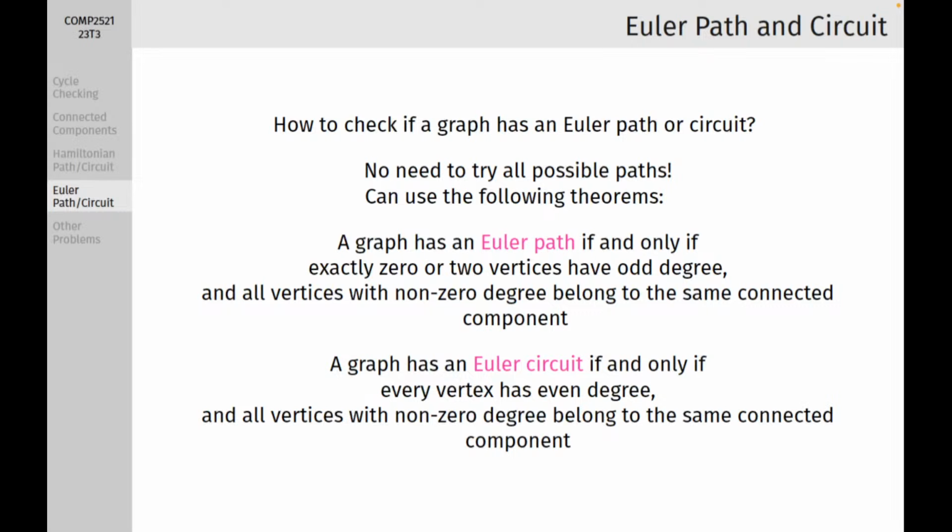But it turns out we don't need to do this, so there's no need to brute force it. We can use some theorems in order to tell us whether a graph has an Euler path or an Euler circuit much more efficiently.